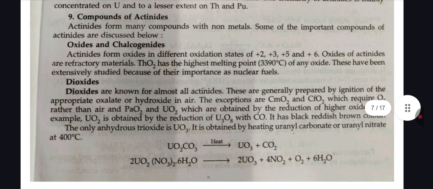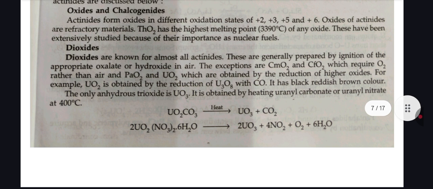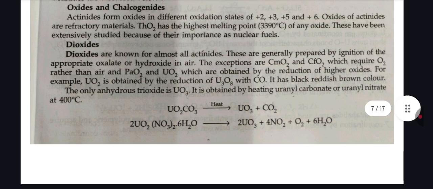Compounds of actinides. Actinides form many compounds with known metals. Some of the important compounds of actinides are discussed below. Oxides and chalcogenides. Actinides form oxides in different oxidation states, +2, +3, +5 and +6. Oxides of actinides are refractory materials. ThO2 has the highest melting point of the oxides. These have been extensively studied because of their importance as nuclear fuel.